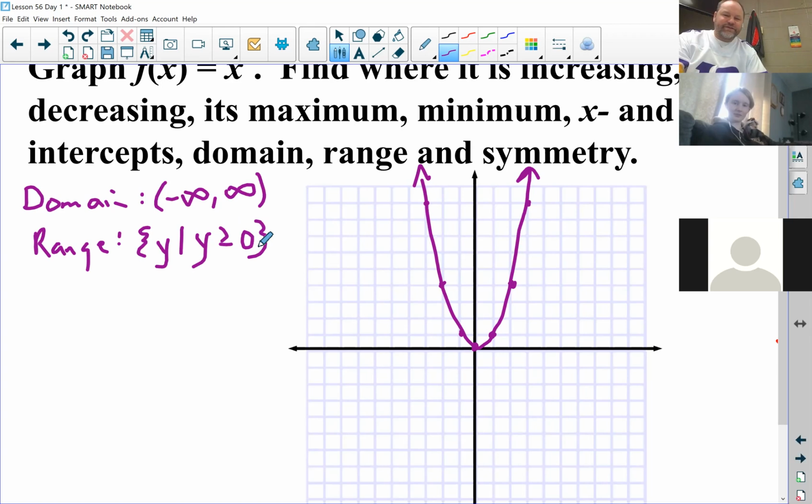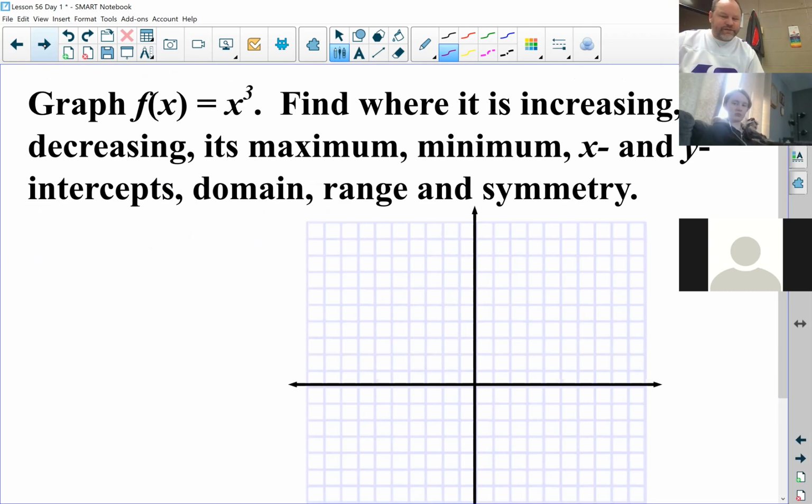This one is an even function, so it has symmetry across the y-axis. We don't necessarily have to write that. And then because y is greater than or equal to 0, it does have a minimum. Kind of cool. All right.